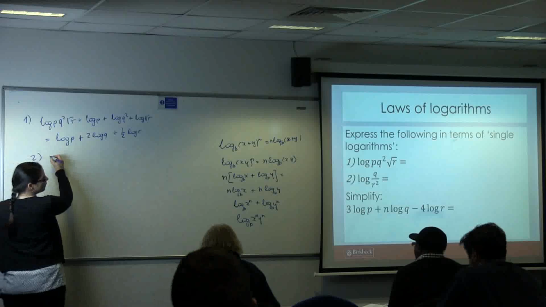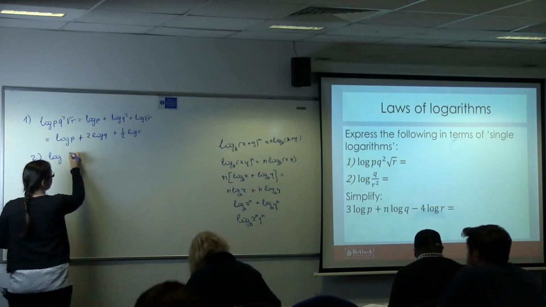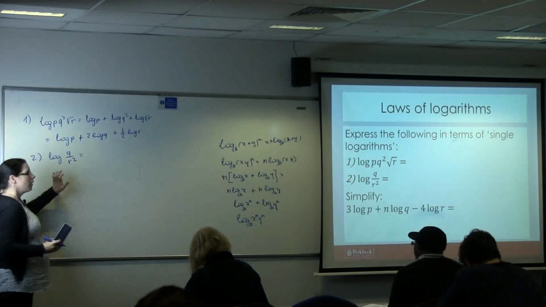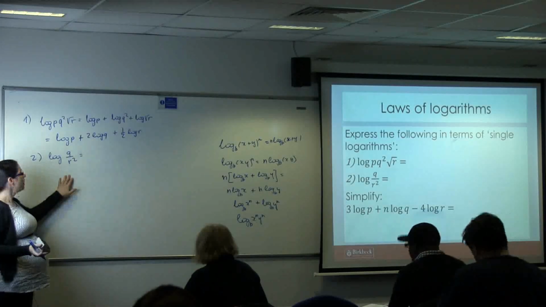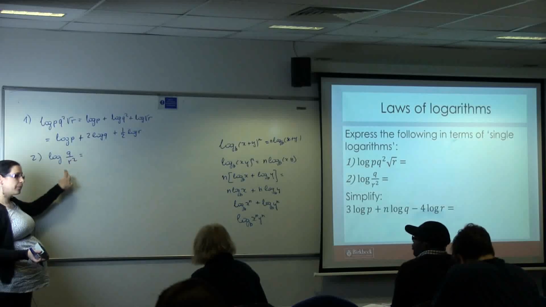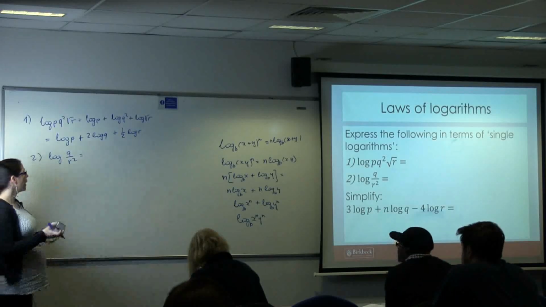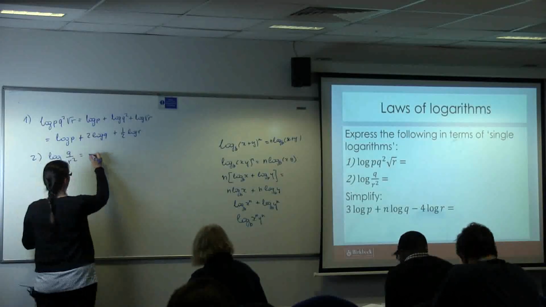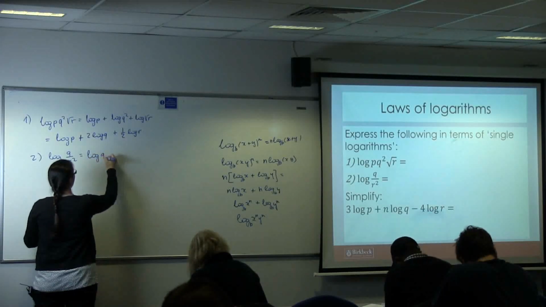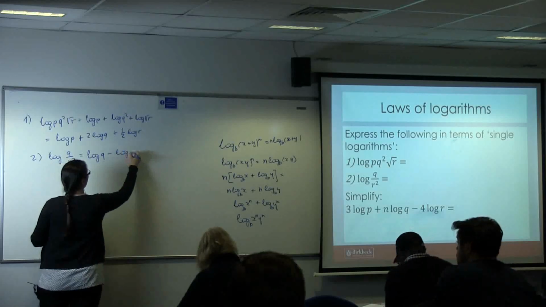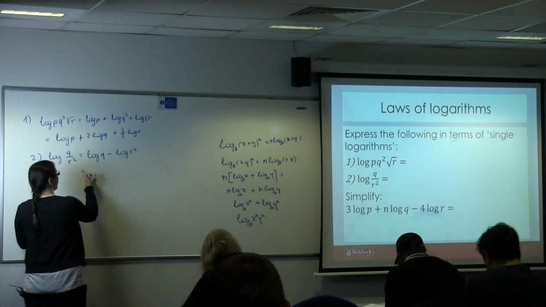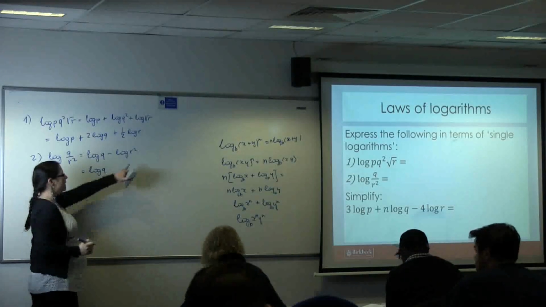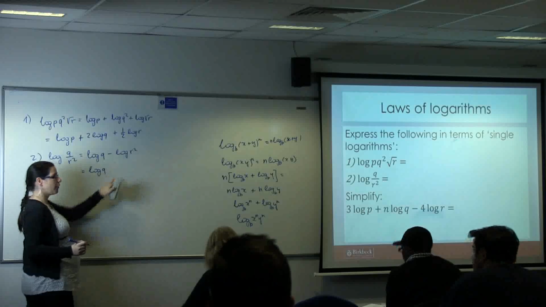For the second one, log of q over r squared. Again, what you observe here is that it is a fraction. So what can we do to the log sign? Take away. So log q minus log r squared. And log q just stays as it is, but that 2 can be brought down at the front.